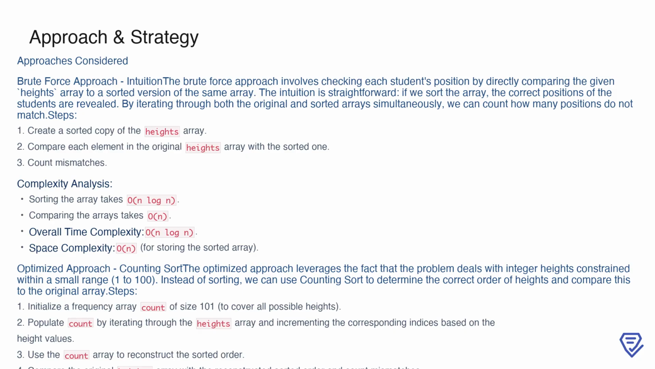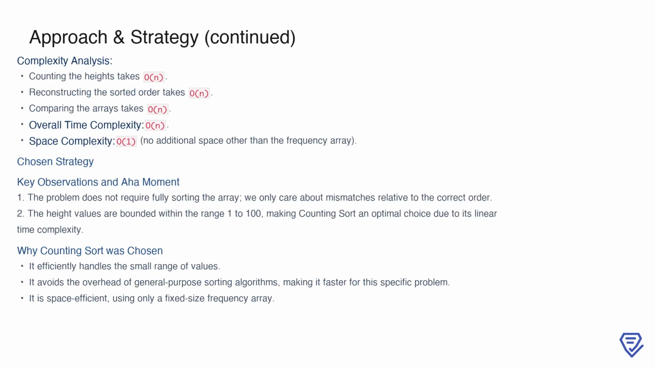The optimized approach uses counting sort, which is ideal for this problem due to the small range of possible height values, specifically between 1 and 100. By leveraging counting sort, we can achieve better performance both in terms of time and space efficiency. The counting sort approach is more efficient because it avoids the overhead of general-purpose sorting.